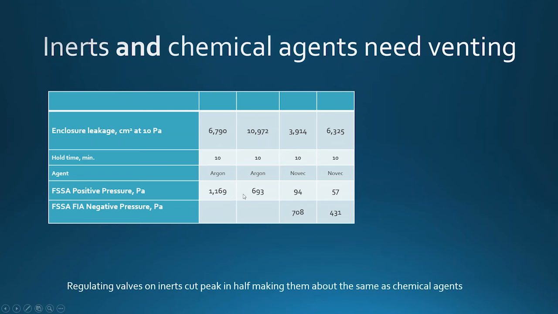This slide shows that both chemical agents and inert agents need venting, and they certainly need an evaluation. Here we've got argon giving us 1169 pascals peak pressure, but on the negative side we've got Novec giving us 708. Not quite as much over here, but I would say that when we're using the pressure regulating valves, this 1100 pascals will drop to around 600. So we'll find when we're using pressure regulating valves that the halocarbons and the inerts will start to give roughly the same peak pressures in more or less the same enclosure.